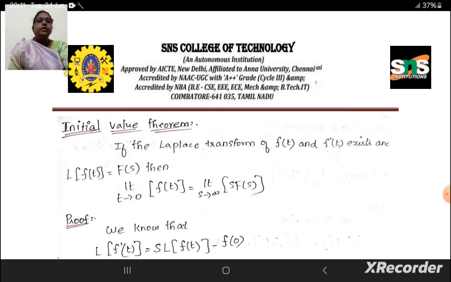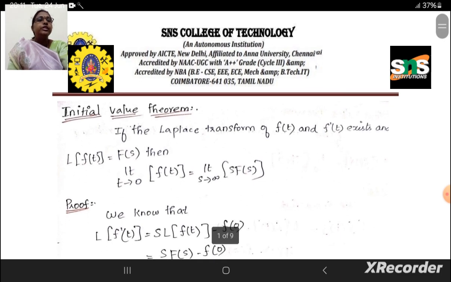The initial value theorem: if the Laplace transform of f of t and f dash of t exists and L of f of t equals F of s, then limit t tends to 0 of f of t is equal to limit s tends to infinity of s into F of s. So these two conditions we want to check now.